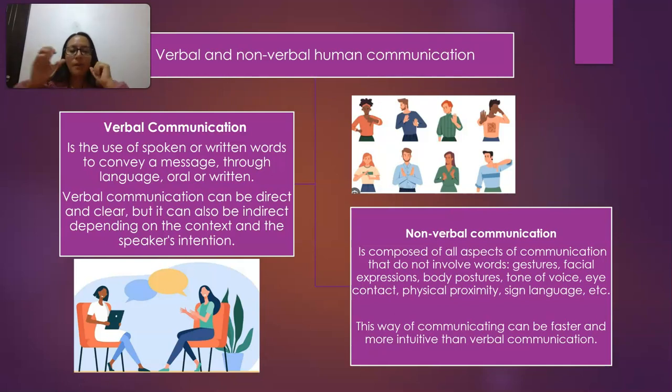Gestures, facial expressions, body posture, tone of voice, eye contact, physical proximity, sign language, etc. This way of communicating can be faster and more intuitive than verbal communication. It is true, that's why we have to be careful, because if you do this, you understand very well that something is wrong, something that you don't like. You make an ugly face, and people will understand that something is wrong. So we have to be careful with our body language, with our gestures, with our position, tone of voice, because sometimes we are communicating more than we actually talk.